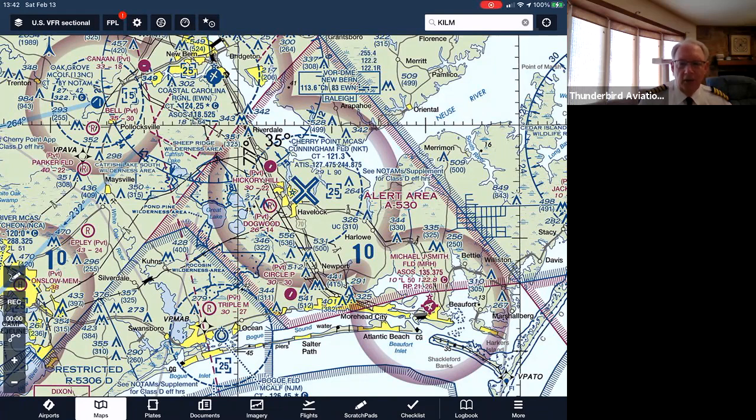You don't have to talk to anybody in the alert area. Obviously, if you're going into the Class D airspace, you'd have to do that. But if you're in the alert area, you don't have to talk to anybody. But what is it? The alert area is an area of concentrated flight training.